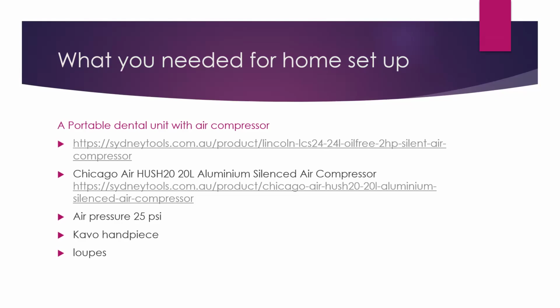So what exactly do you need for the home setup? Basically, you need a portable dental chair unit with an air compressor. If you are already a clinician, you do have it. The cow handpiece, if you can get it, is best. Otherwise, you can use the NSK handpiece. The air pressure you need to keep is about 25 psi, because during the exam you will feel the pressure is very low. Loops, it's good if you can use loops. Any loops you can go for, whether from Amazon or Orascoptic, based on your financial situation.